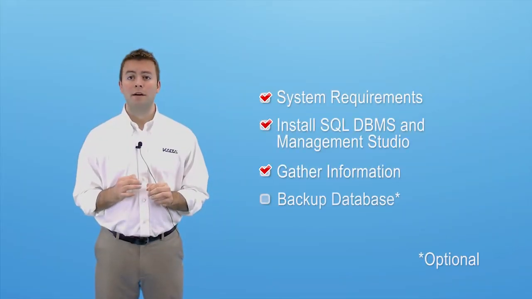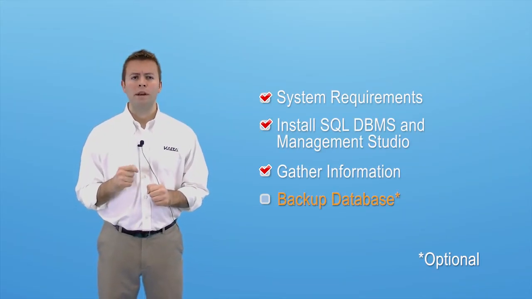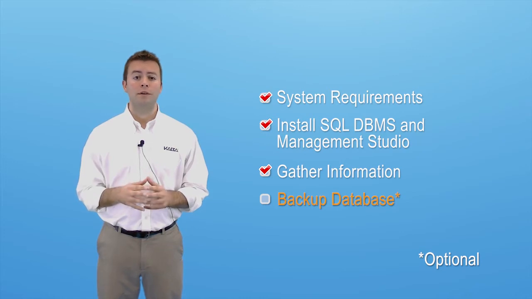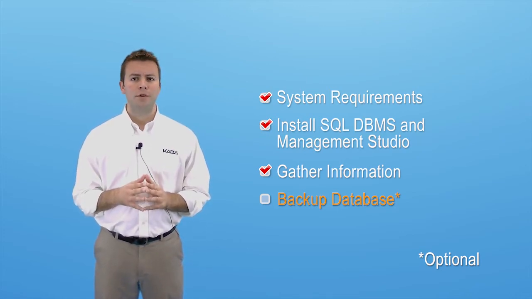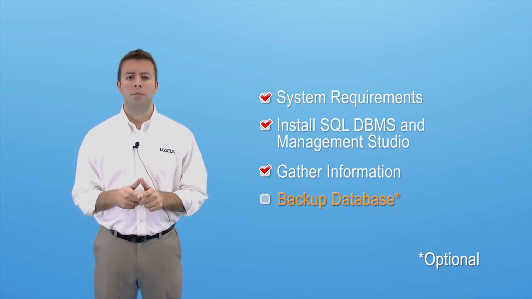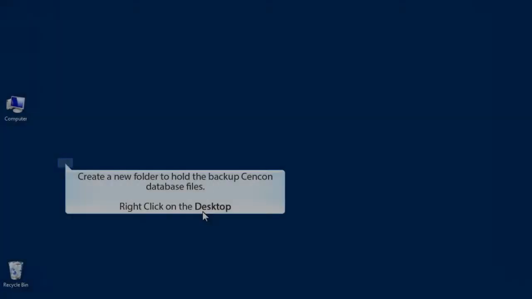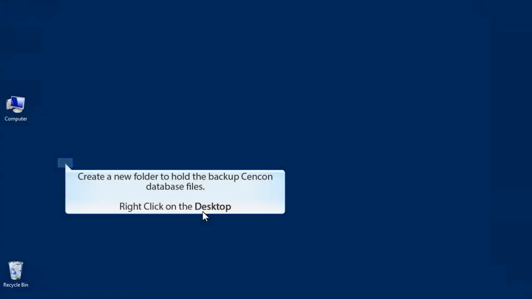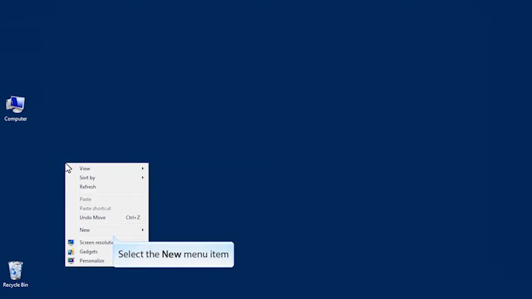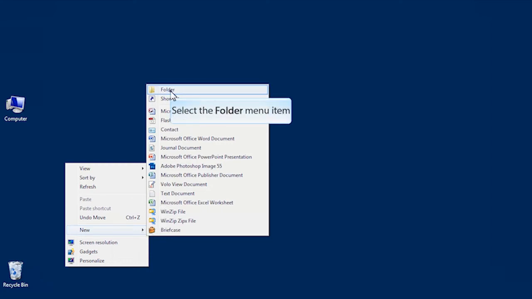Since we're importing Cencon data into a new SQL database, we need to back up the data from the old version of Cencon. Before you start this procedure, make sure all Centran and Cencon programs are closed. The first thing to do is create a folder on the desktop to copy the database files. Right-click on the desktop, select New, then Folder. Rename the folder to an appropriate name.